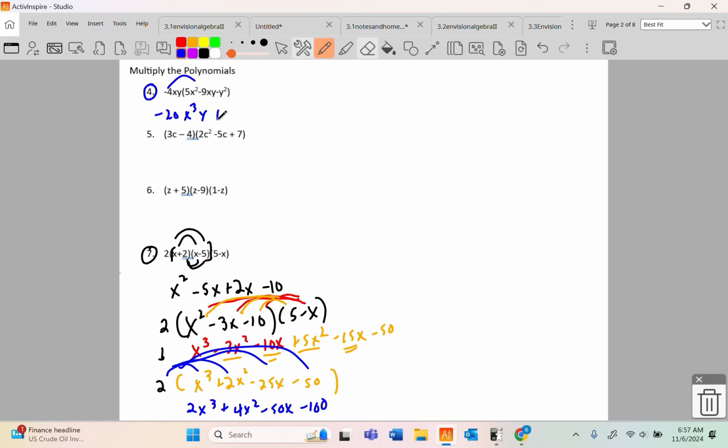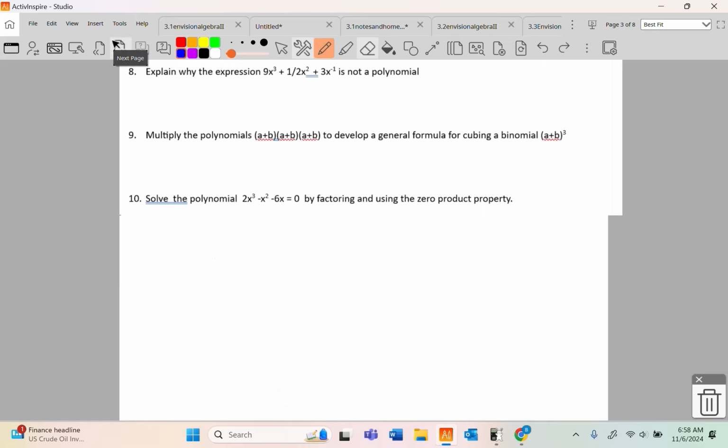Negative 4 times negative 9 is going to be positive 36. There's an x times an x, x squared. There's a y times a y squared. And now we're here. Negative times negative is a positive. So 4 times y squared, 4y squared. It ain't too bad, kids.